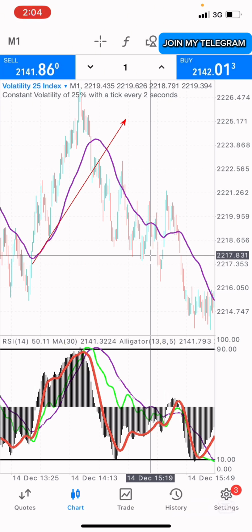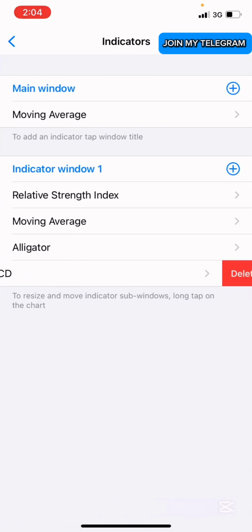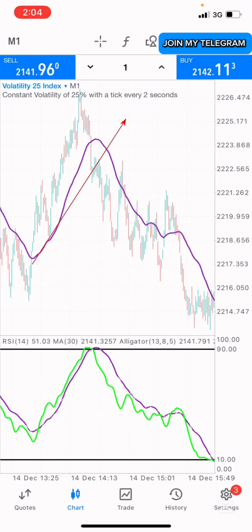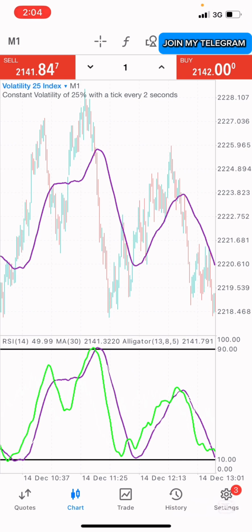If you understand price action perfectly, you were able to understand that this market is about to sell. If I remove these indicators right now, let me remove the MACD indicator. You can see that without even that MACD indicator, you'll be able to trade this market.